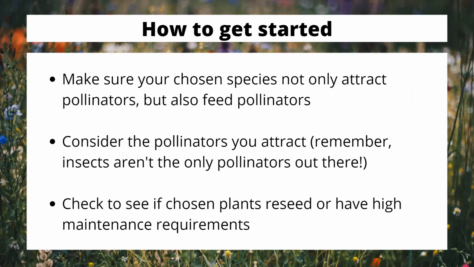So first off, make sure your chosen species not only attract pollinators, but also feed them. Yeah, the orchids are great and they'll get pollinators there, but like I've been telling you, they may not necessarily feed them very well or at all. You want to make sure that you are thinking about all the pollinators you're going to attract. I say insects here, what I should have said was bees. So remember, bees aren't the only pollinators out there. There are several kinds, including beetles, and different butterflies, moths, even bats and other animals can be pollinators in the right circumstances.